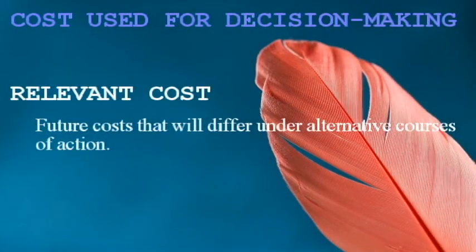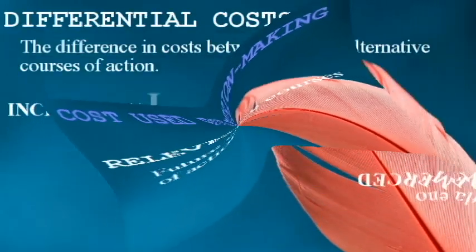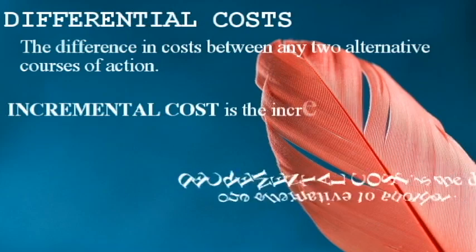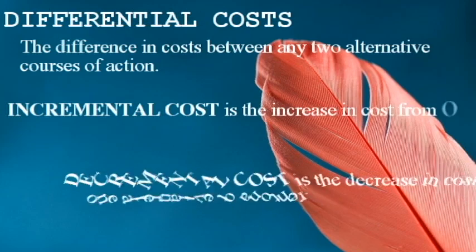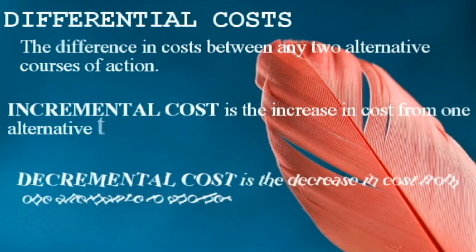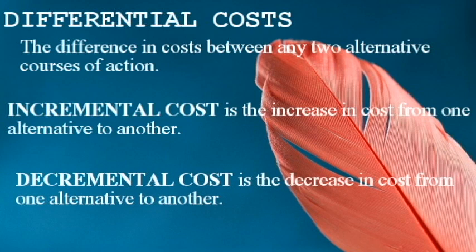Costs that are used for decision making. Relevant costs, future costs that will differ under alternative courses of action. Differential costs, the difference in costs between any two alternative courses of action. Differential costs can be incremental cost and decremental cost. The incremental cost is the increase in cost from one alternative to another, while decremental cost is the decrease in cost from one alternative to another.